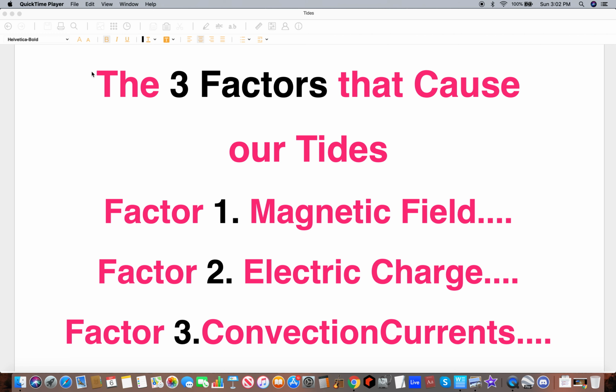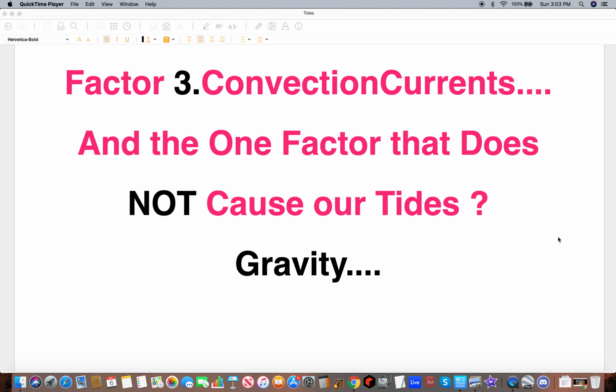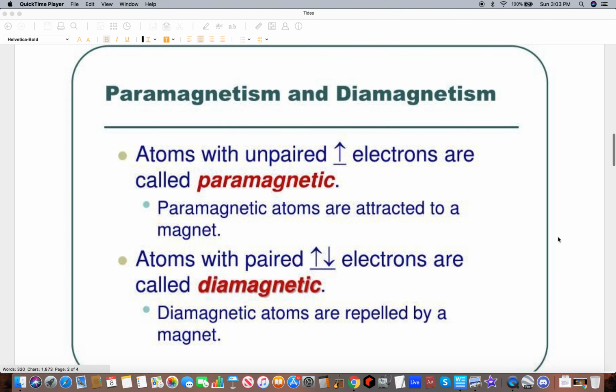This is going to be a video, I'll keep it as short as possible, concerning the three factors that give us our tides. The three factors that cause our tides are factor one, magnetic field, which we have to the north, factor two, electric charge, which happens because of the magnetic field and also feeds back to the magnetic field, and factor three, convection currents. So we have factor one, magnetic field, factor two, electric charge, factor three, convection currents. The one factor that does not cause our tides is gravity. That does not happen.